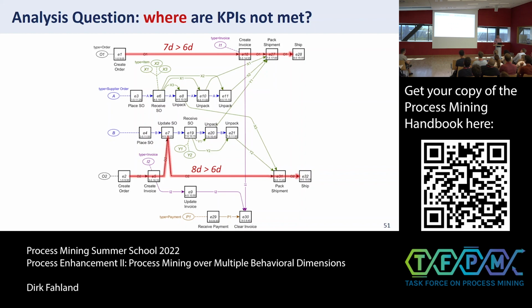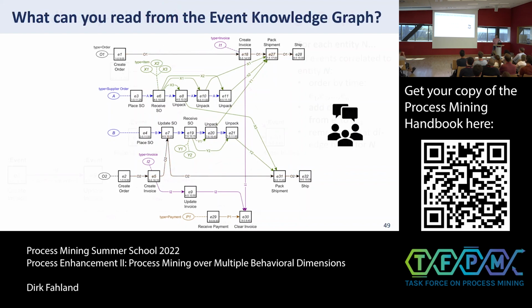So let's analyze where our KPIs are not met. We could do this on the table before. Now you see it in the graph. So we said customer orders, when they're placed, are shipped within 6 days, which is not true. This one takes 7 days. This one takes 8 days. Now the interesting question is, why are they not met? So, yes.